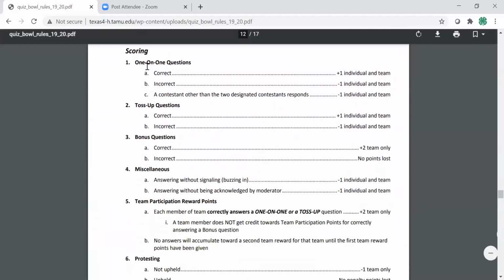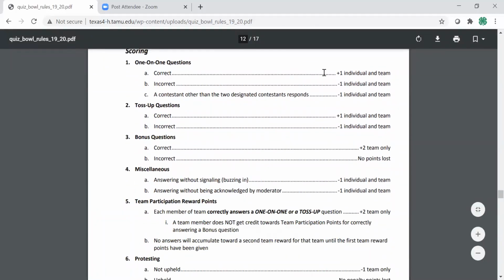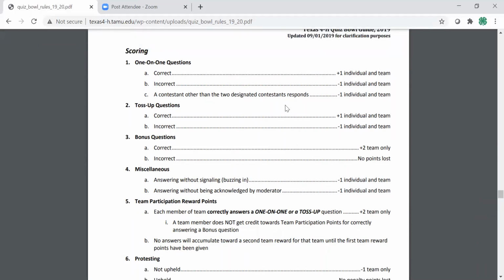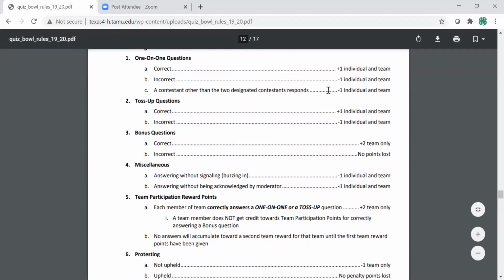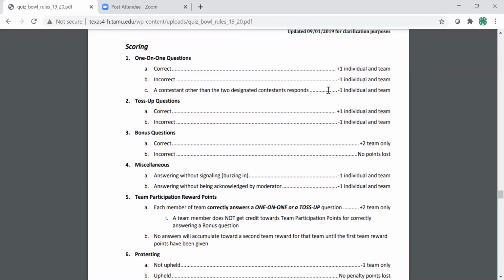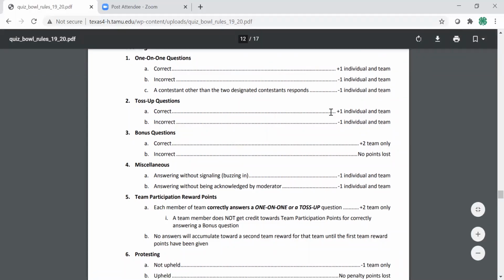Okay, here's a breakdown of the scoring. One-on-one questions: correct, +1; incorrect, -1. If another contestant that wasn't supposed to be answering answers, they lose a point. Again, if no one answers, it's just a 0, no points lost or gained. Toss-up questions: correct, +1; incorrect, -1. Bonus questions: +2, and if incorrect, no points lost. Always go for the bonus question.